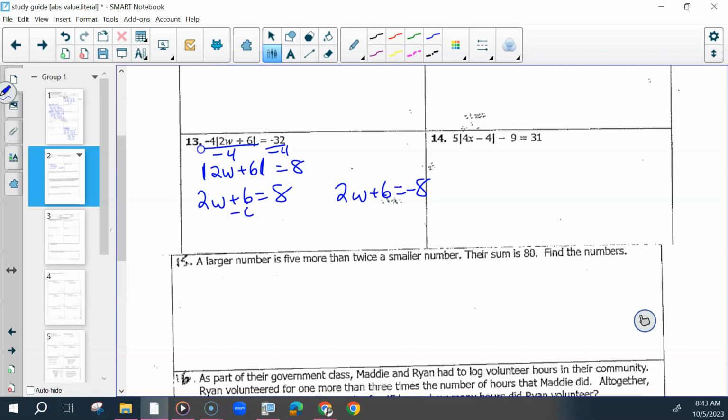Remember that if you don't do this part, you're missing half of your work and half of your answer. Solve both equations, subtract 6. And divide both sides by 2. So w equals 1 and negative 7. Write that as a solution set, least to greatest, in curly brackets, with w equals out front. W equals curly brackets, negative 7, 1.